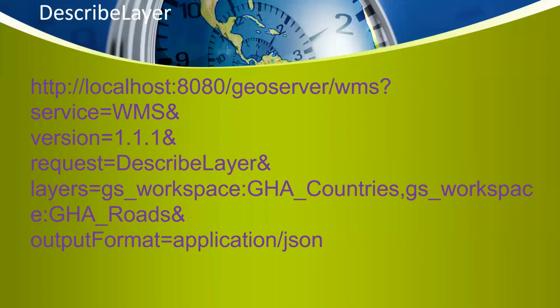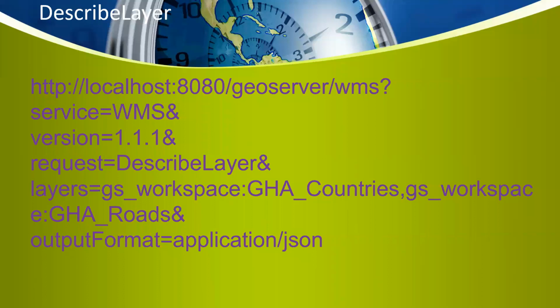So this one has few lines, about 7. The first line is our usual, familiar URL. Then we have our second option, which is the service, which is WMS, the version, which is 1.1.1, the request, which is the describe layer. Then we have the layers, and in this case, we have added 2 layers, the workspace and the GHA countries and GHA roads, and the output format is JSON.